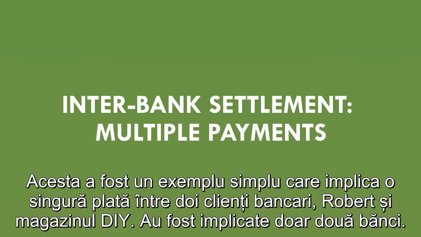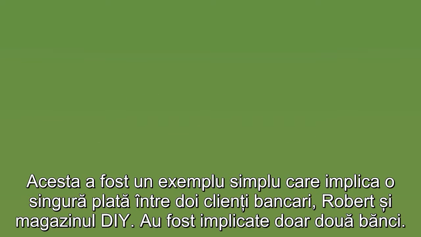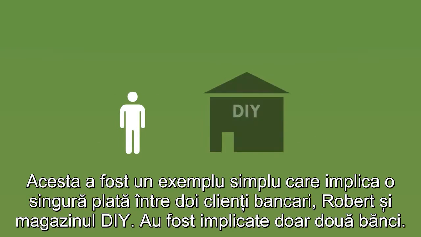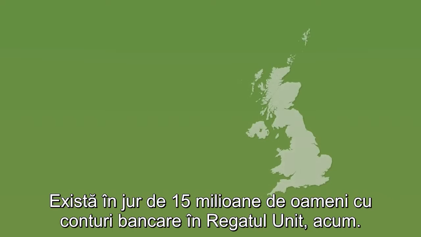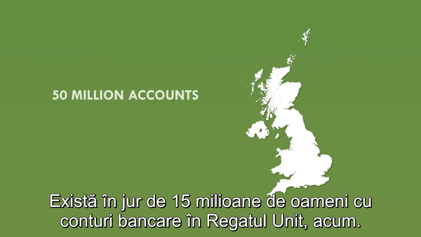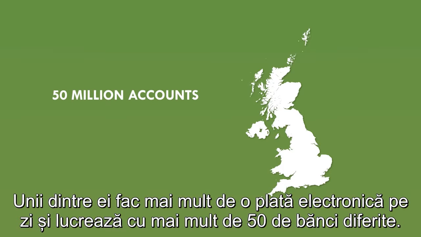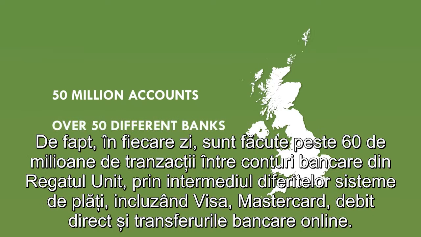Now, this was a simple example that involved just one payment between two bank customers, Robert and the DIY store. Only two banks were involved. But in the UK right now, there's around 50 million people with bank accounts. Some of these people make more than one electronic payment a day, and they bank with over 50 different banks. In fact, every day, over 60 million transactions are made between bank accounts in the UK through a number of different payment systems, including Visa, MasterCard, direct debit, and online bank transfers.